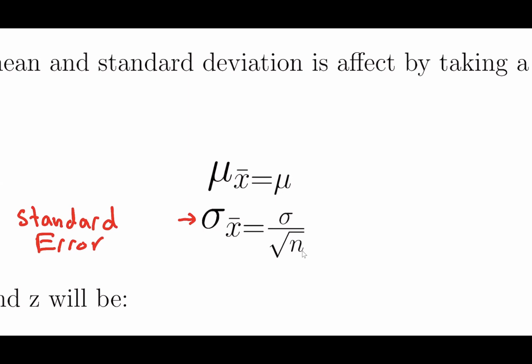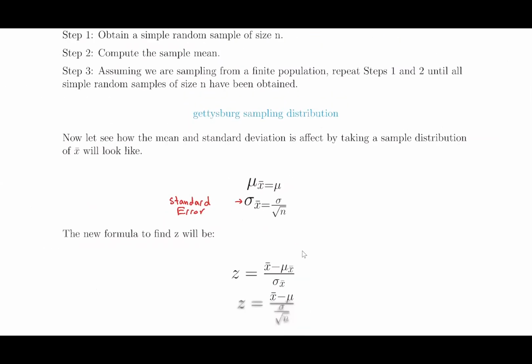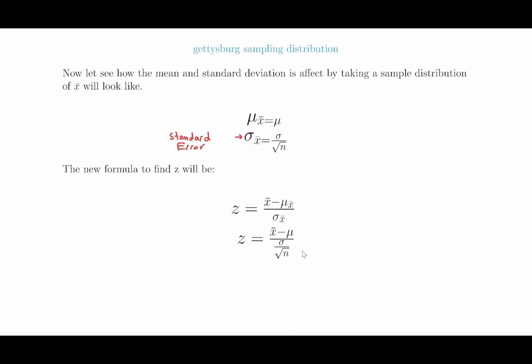Everybody good with the new formula for mu of x bar and sigma of x bar? And don't worry about the z-score formula. For this one, we're going to let the calculator calculate the z-score for us. So don't worry about it.